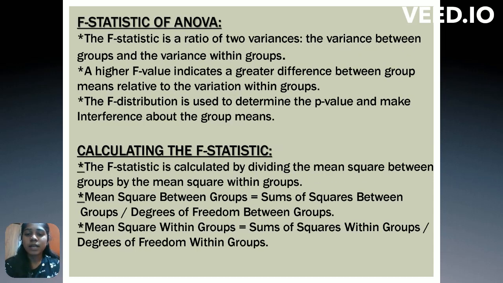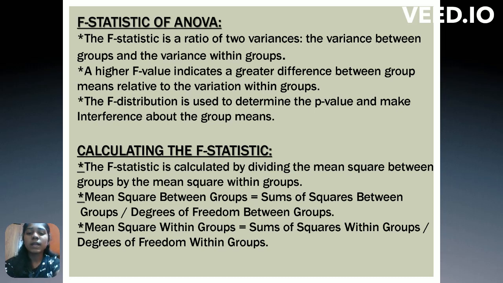Then it is the F statistic of ANOVA. The F statistic is a ratio of two variances, the variance between groups and the variance within the groups. The higher F value indicates the greater difference between group means relative to the variation within the groups. Then the F distribution is used to determine the p-value and make inference about the group means.